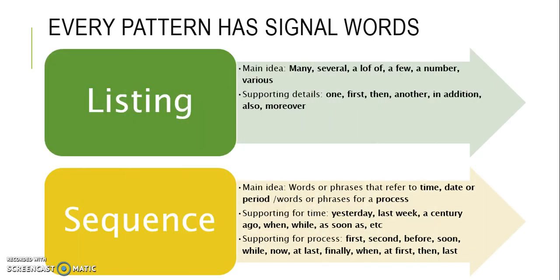For example, listing has, for the main idea, many, several, a lot of, a few, a number, or various. For supporting detail, one, first, then another, in addition, also, or moreover.